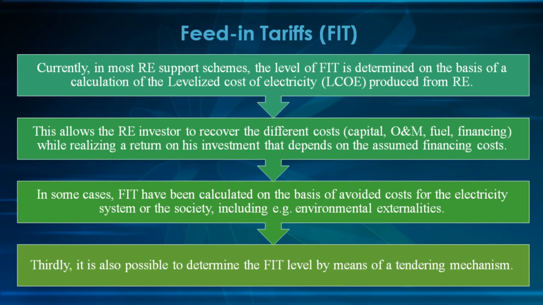Thirdly, it is also possible to determine the feed-in tariff level by means of a tendering mechanism. In most countries, whenever excess power is required in some state, the government floats a tender in such a manner that the investor can invest in a bigger solar power plant or a utility scale solar power plant, and the whole electricity is purchased by a central regulatory board of electricity or the utility grid.